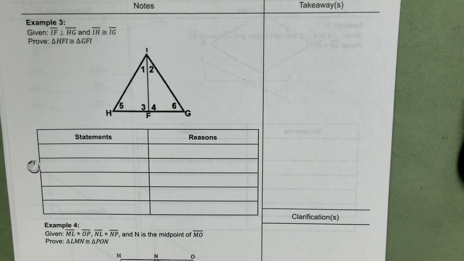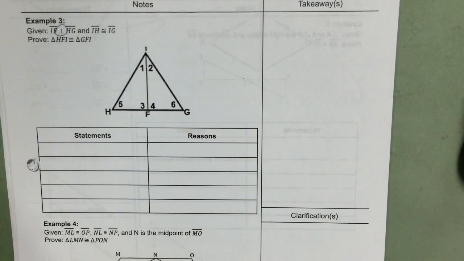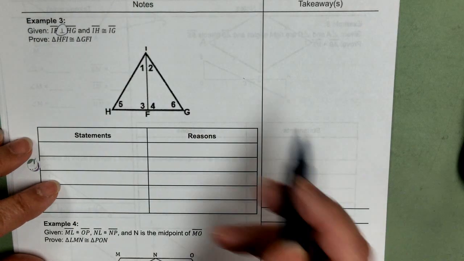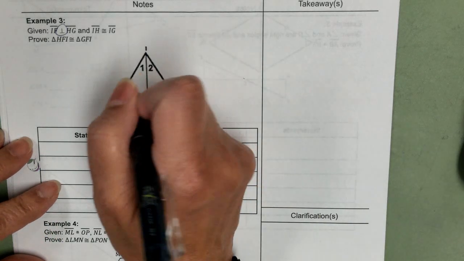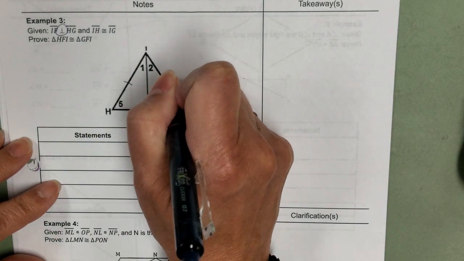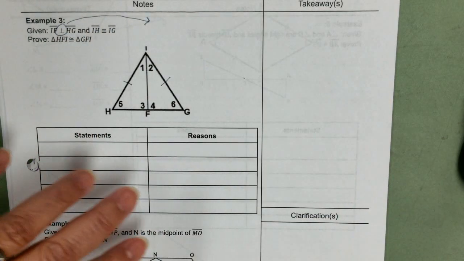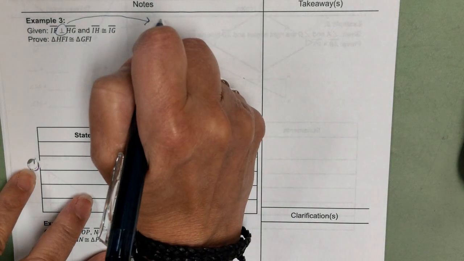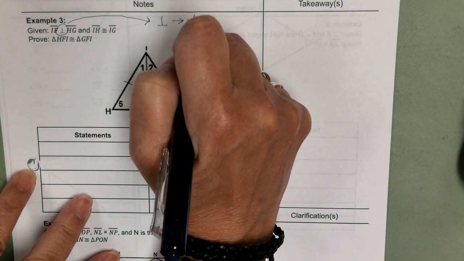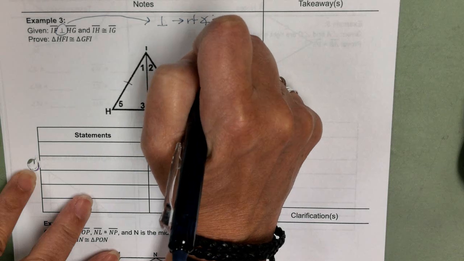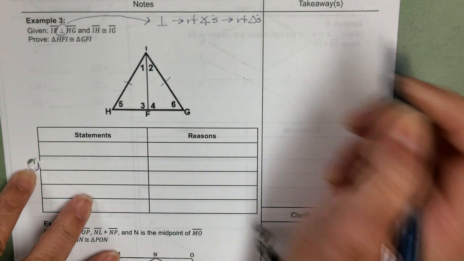Moving on to example 3. We are told IF is perpendicular to HG and IH is congruent to IG. So I'm going to mark these two sides. And then I'm going to look at this given. Okay? As you recall, perpendicular lines lead to right angles, which can lead to right triangles.